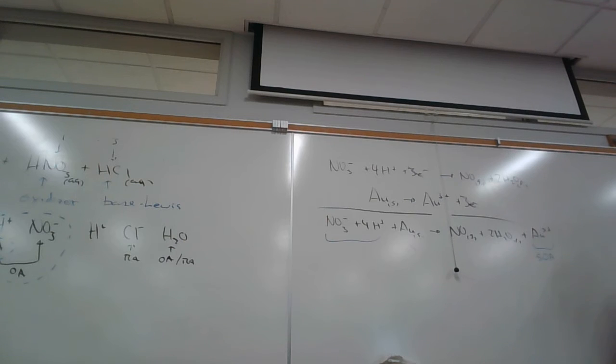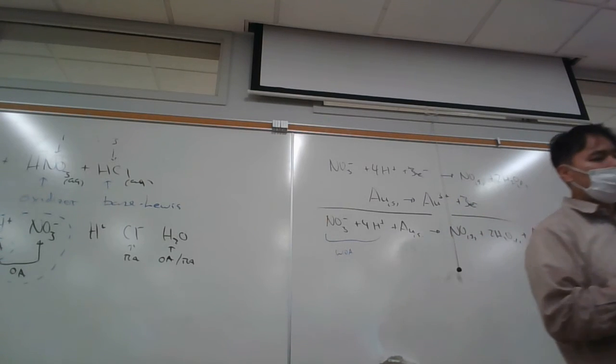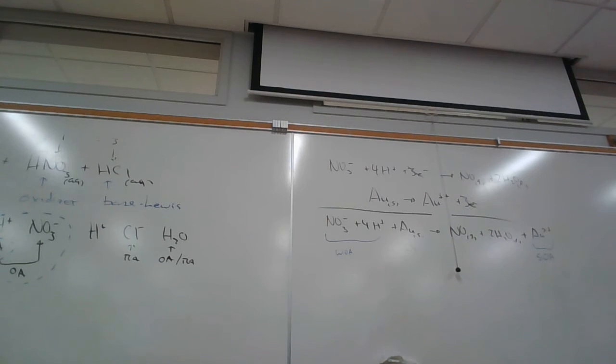SOA is stronger oxidizing agent. And this is a weaker oxidizing agent. In other words, in terms of ranking, nitric acid, gold 3 is way up here, way stronger. So it's going uphill. We need to go downhill. And so this just isn't going to happen.